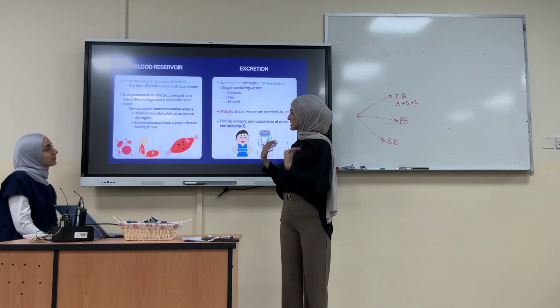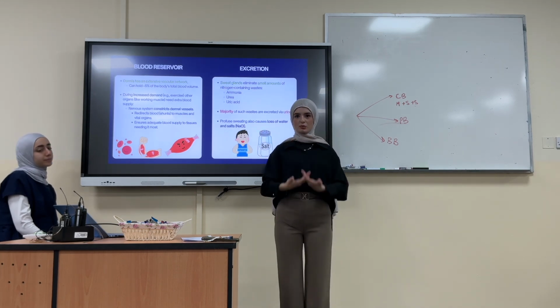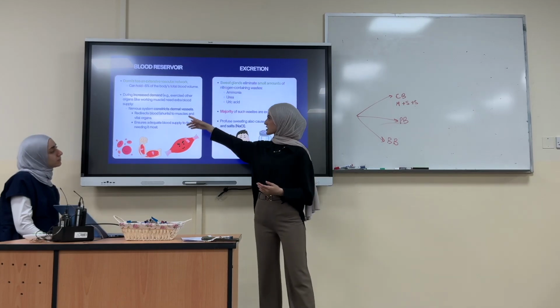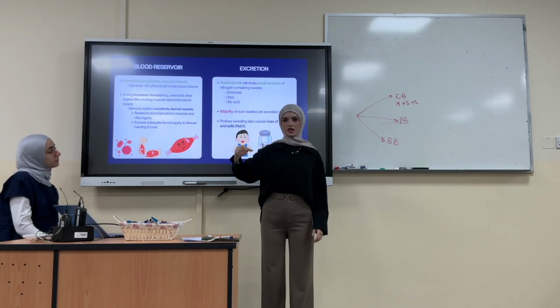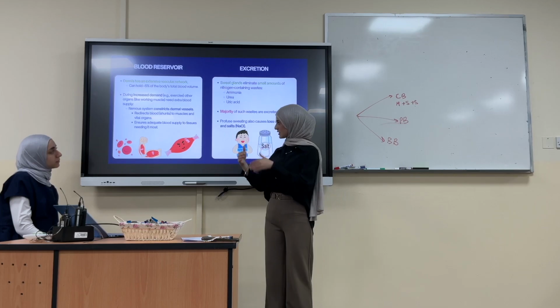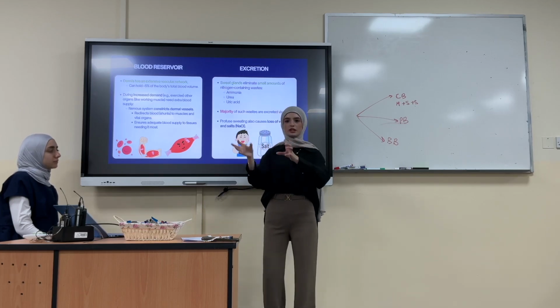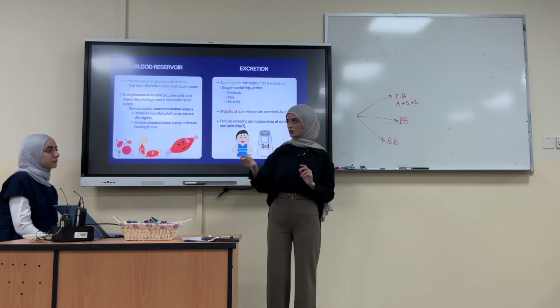So when we have increased demand somewhere else and we need blood supply for another organ, the nervous system will constrict the dermal blood vessels. That will shunt or redirect the blood to whatever organ needs it the most, be it muscles, vital organs, etc.